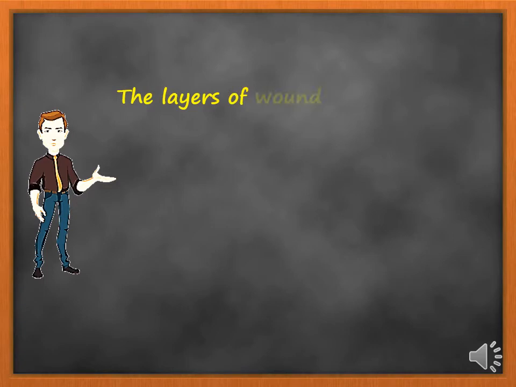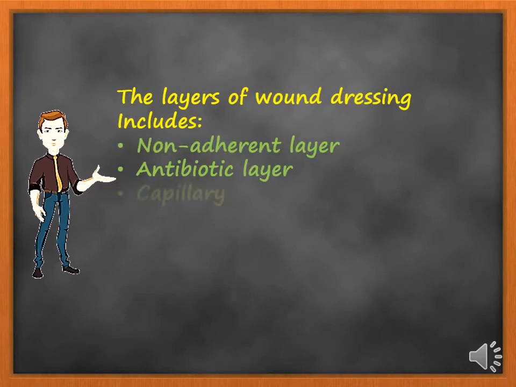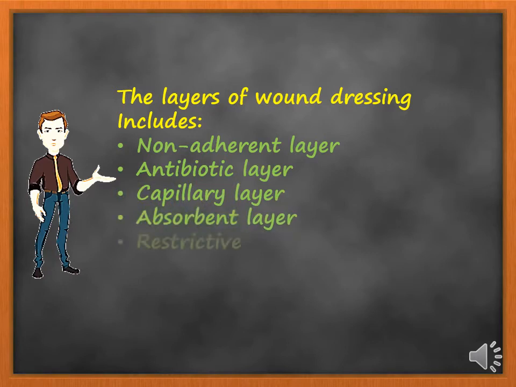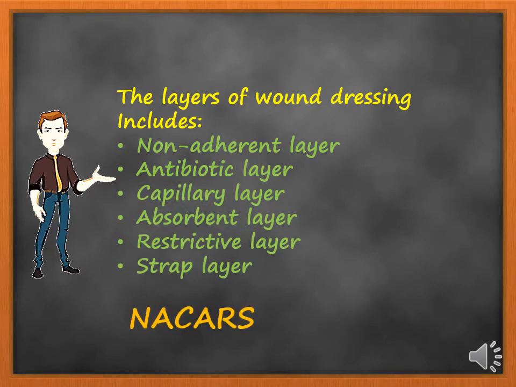So the layers of wound dressing include the non-adherent layer, the antibiotic layer, the capillary layer, the absorbent layer, the restrictive layer, and then the strap layer. The mnemonic to remember this is NACARS: the non-adherent layer, the antibiotic layer, the capillary layer, the absorbent layer, the restrictive layer, and then the strap layer. NACARS.